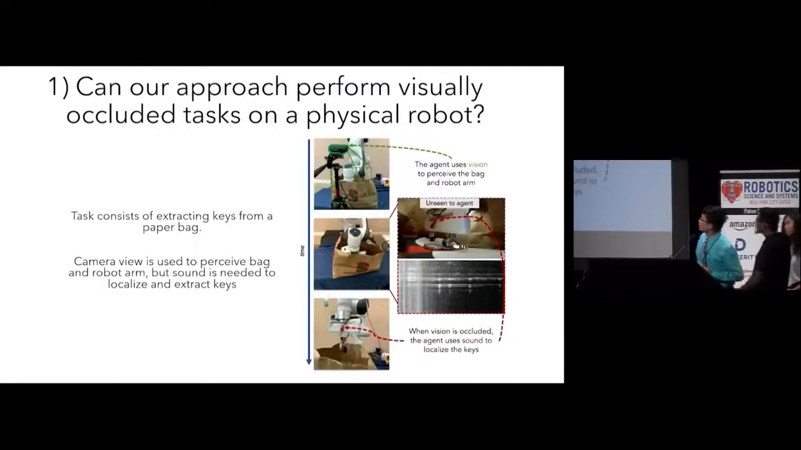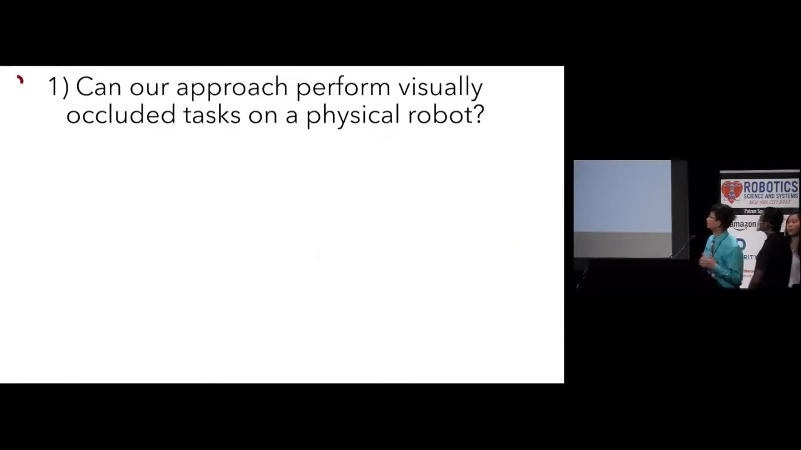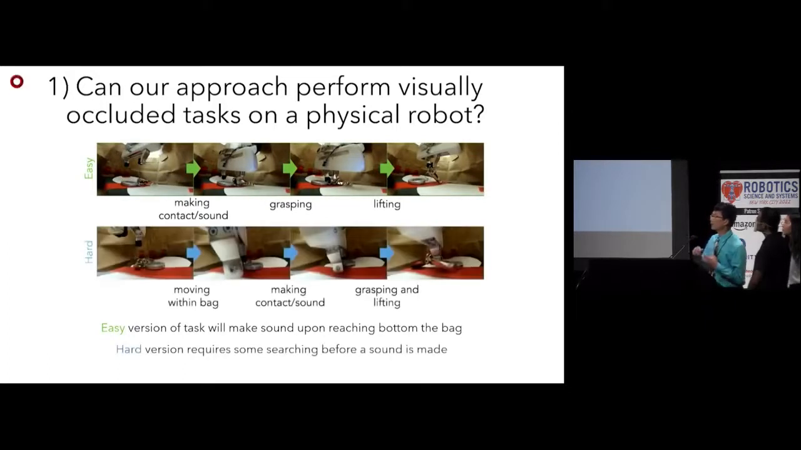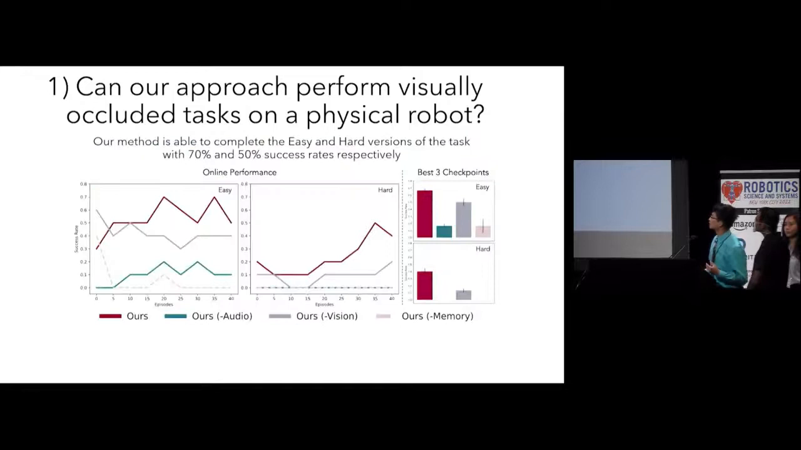For our first experiment, we consider the task of removing a keychain from a paper bag in which the robot cannot see inside the paper bag, meaning that it is a fully occluded task. There are 2 versions of this particular task. There's an easy version in which the keys make a sound immediately upon the robot reaching in the bag, and there's also a harder version in which it requires a sort of searching motion before any sounds of the keys are heard, which allows them to be localized and extracted. Our method completes the easy and hard versions of the task with 70% and 50% accuracy respectively.